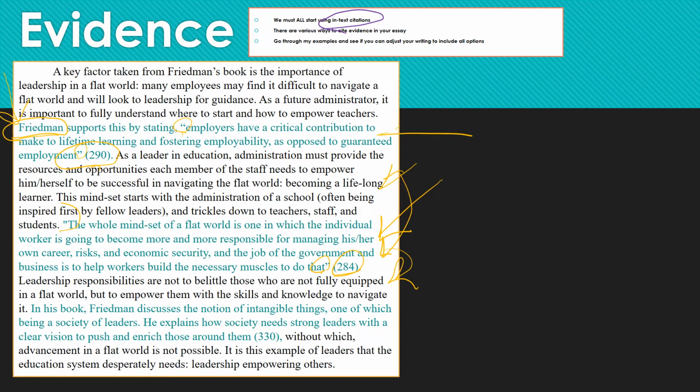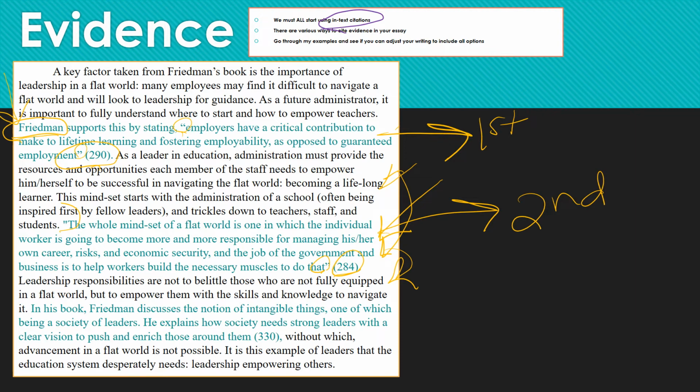This is our first type. There's our second. Now let's look at another one. Leadership responsibilities are not to belittle those who are fully equipped in a flat world, but to empower them with the skills and knowledge to navigate it. In his book, Friedman discusses the notion of intangible things, one of which being a society of leaders.